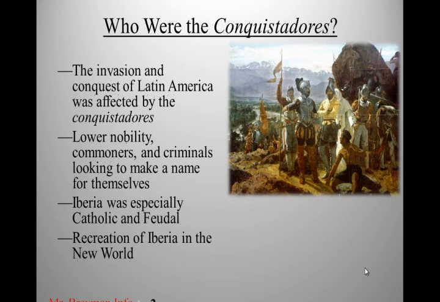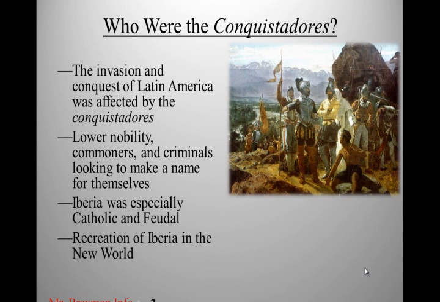So let's turn our attention now to the conquistadores, right? And who they were, right? The invasion and conquest of Latin America was really carried out by the conquistadores. The word itself just means conqueror. It's a Spanish word that just means conqueror. And very often these were lower nobility, so some aristocrats, but lower-rank, often poorer ones, as well as commoners and often criminals. I mean, if you're a commoner or a criminal, going and conquering land in the New World is a great way to keep your freedom, to get money, to possibly get your own land. And so that shaped early Latin America, right?